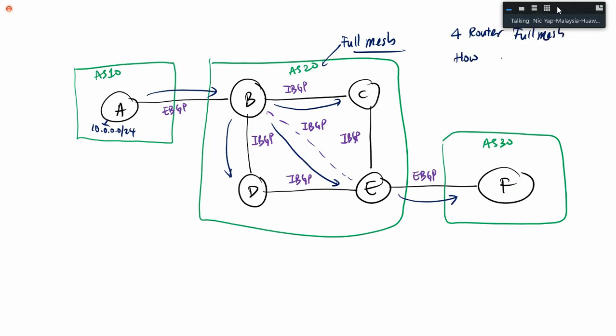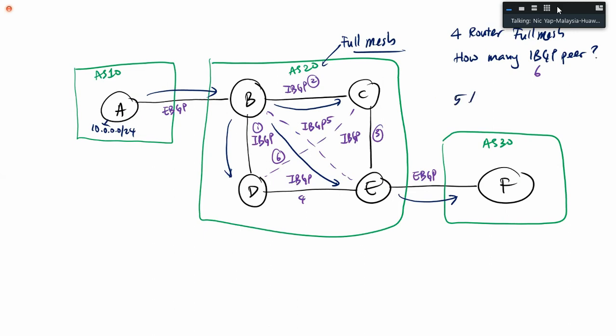How many iBGP peers are required? So let's calculate. So we have 1, 2, 3, 4, 5, and 6. So in total, it will be 6 iBGP peers.